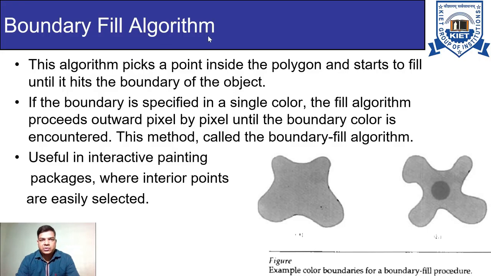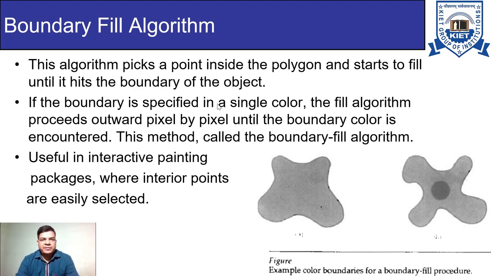This algorithm also comes under the category of seed fill algorithms. In a seed fill algorithm, whether it is the boundary fill algorithm or the flood fill algorithm, we have to choose a point which is inside the polygon. This algorithm picks a point inside the polygon and starts to fill until it hits the boundary of the object. So we randomly choose any point inside the object, and we start filling the object from that point with a specified color.